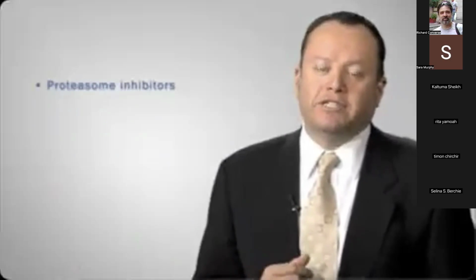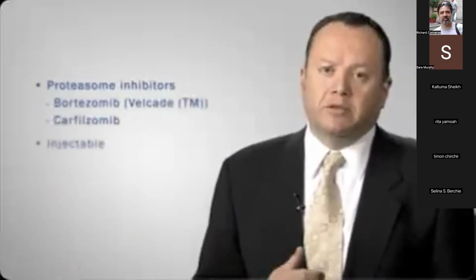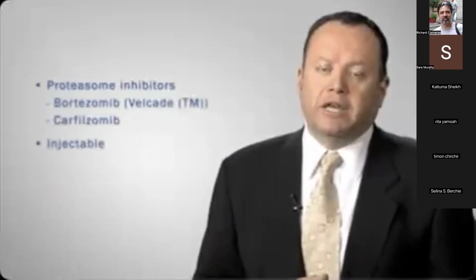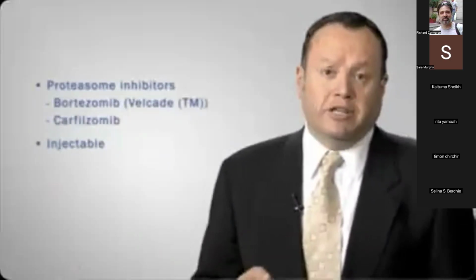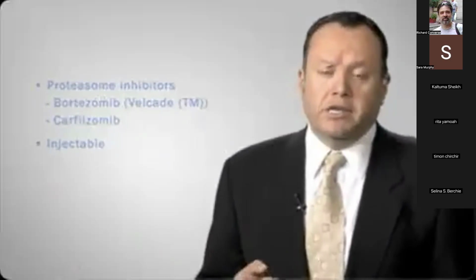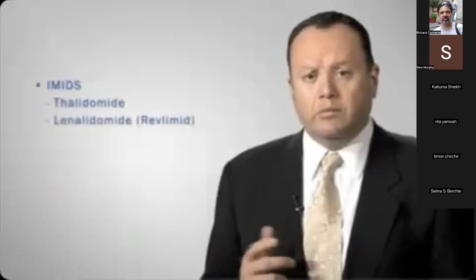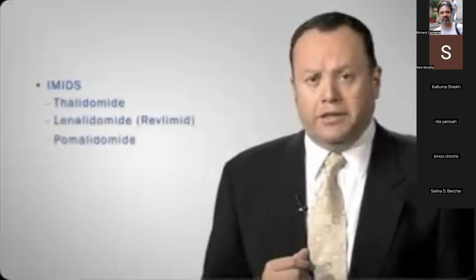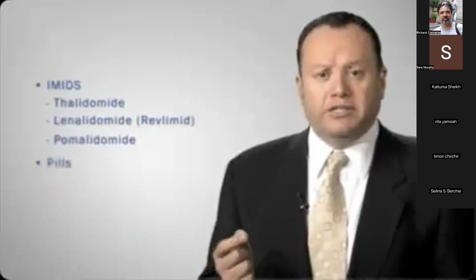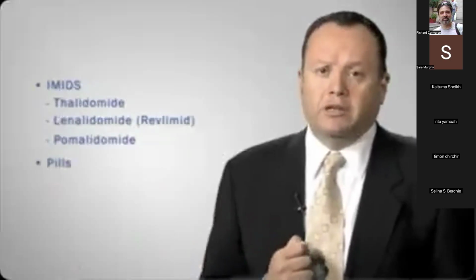Number 1 are called proteasome inhibitors. I know that's a mouthful. The prototype for this is bortezomib, also known as Velcade. This is an injectable medication, and it's something that has been approved because of its ability to control the disease. The other group of agents includes drugs such as thalidomide, lenalidomide, and now most recently pomalidomide. These are given in pill form, and this is another way in which myeloma can be treated.